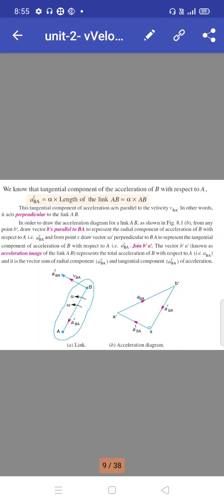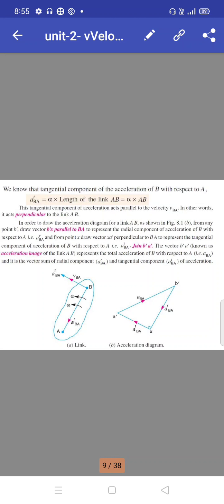We know that the tangential component of the acceleration of B with respect to A, that is a^t BA, is alpha into length of the link AB, which is equal to alpha into AB. The tangential component of acceleration acts parallel to the velocity VBA. In other words, it acts perpendicular to the link AB.